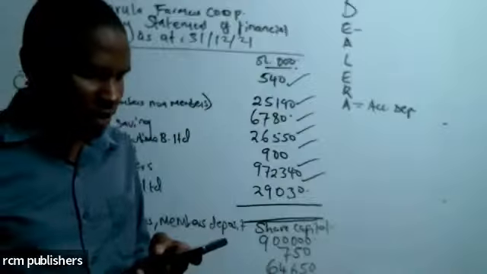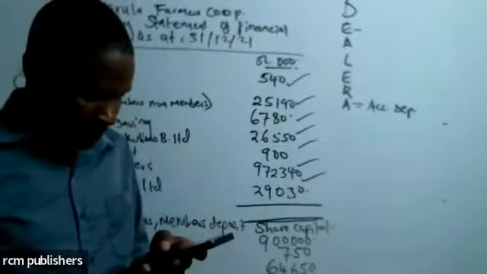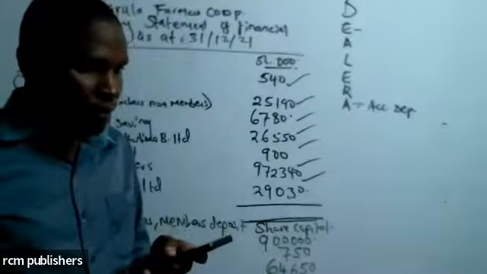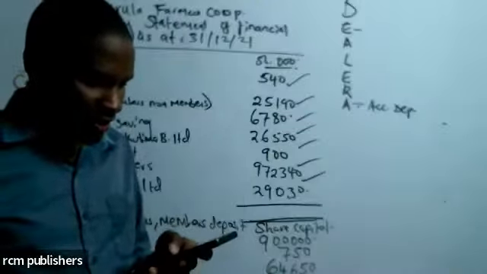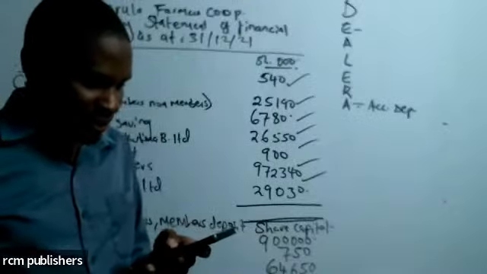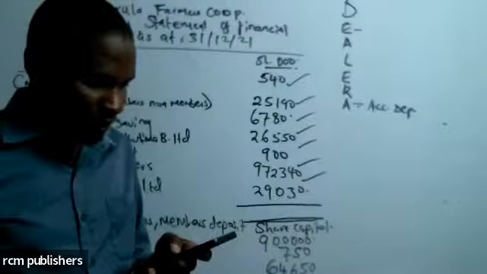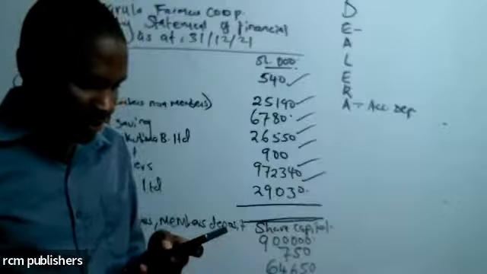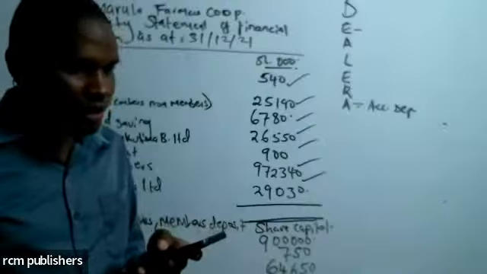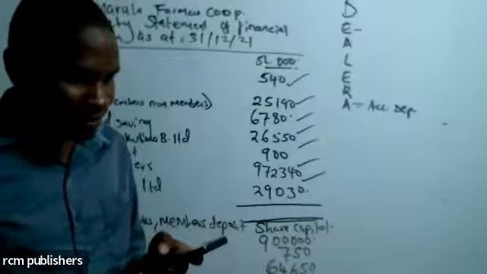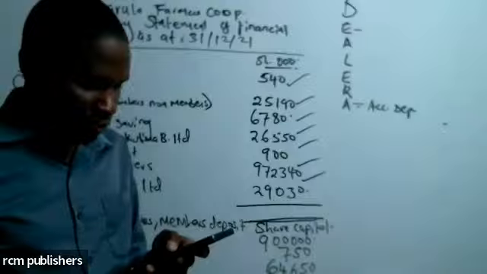Check from your end. Statutory ngapi? 13,774. But you ask yourself, did we have any other reserve somewhere? Do you have additional reserve? Tulikuwa na additional reserve mahali? Because we have to put all reserves here.